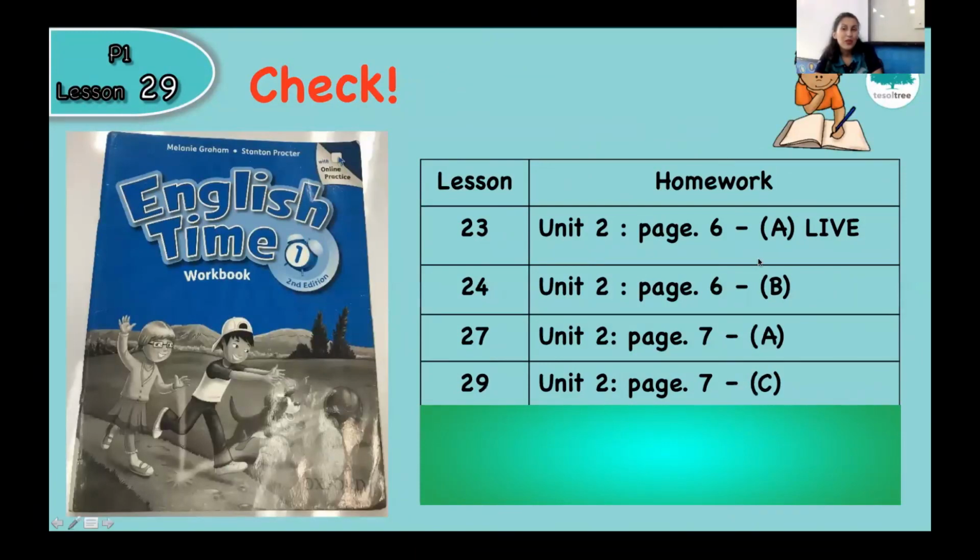So, P1, here on this slide, I want you to check all your lessons and all your pages with the homework. If you haven't finished your homework, please do it. Finish your homework. Okay? Good.